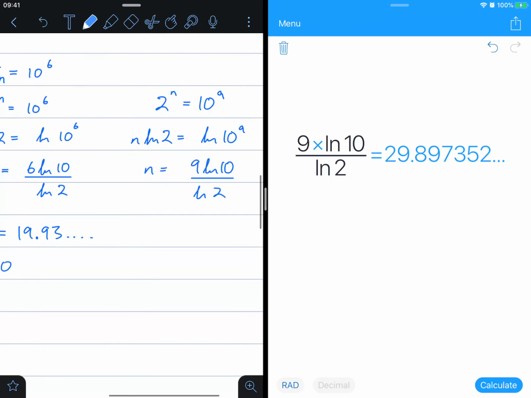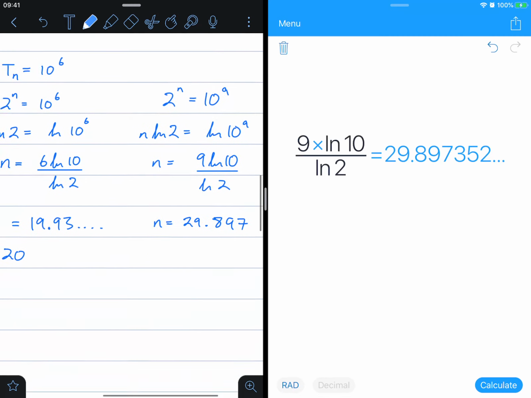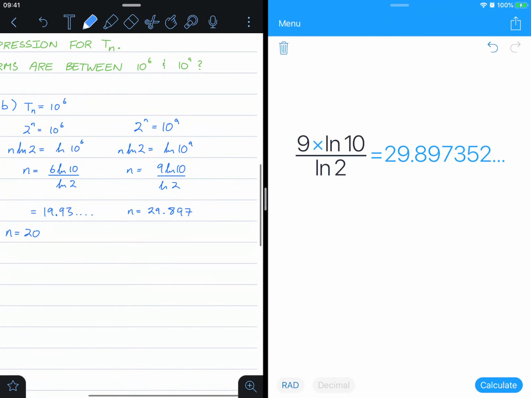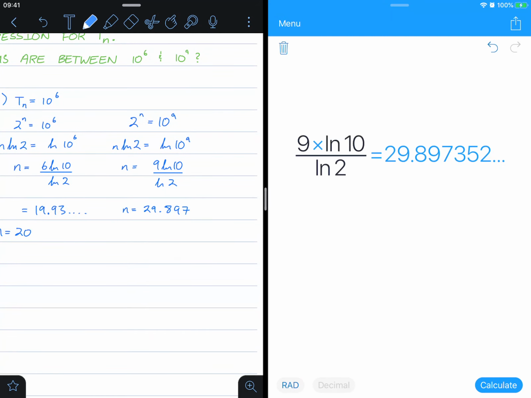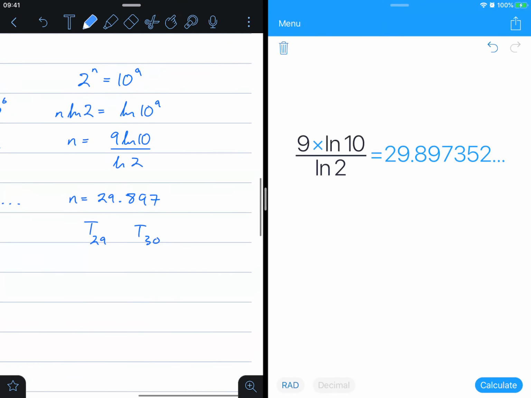This is 29.86. So remember we want it in between 10 to the power of 9. So in this case, we have t of 29 and t of 30. Now we want it to be less than 10 to the power of 9. So we actually want the 29th term for this.